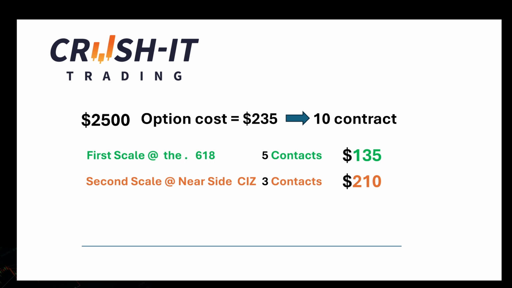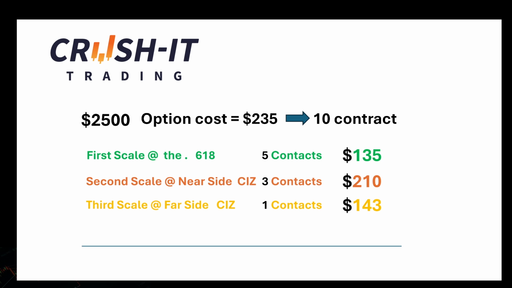I think the contracts at this point were $70 a piece, if I'm not mistaken. And then we get to the far side of the Crush It zone. We're going to scale 1 more contract. We have 1 contract left now, and we made $143 on that. Okay, you see where we're going here? So these are your scales.